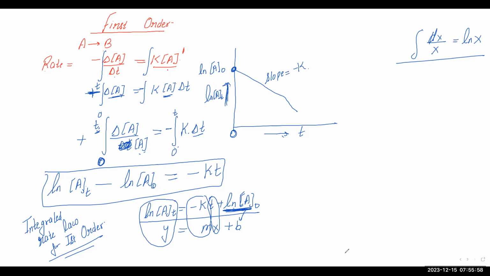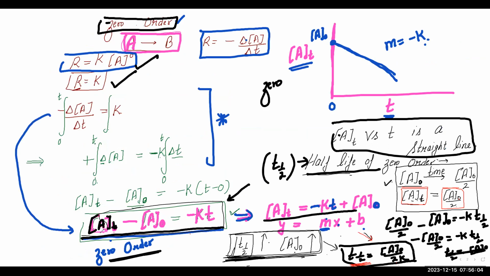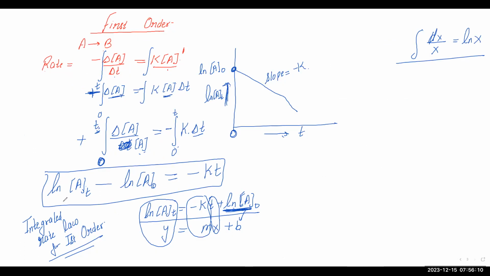That's the integrated first order kinetics. What was the zero order? There is no ln. That's it. Can you see there is no ln here? But here there is ln. Easy to memorize.